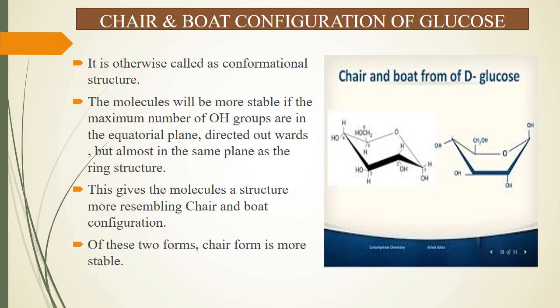boat configuration. This is one of the conformational structures of glucose. The conformational structure of glucose is the chair and boat configuration. Of the chair and boat configurations, the chair form is more stable compared to the boat configuration. Thank you.